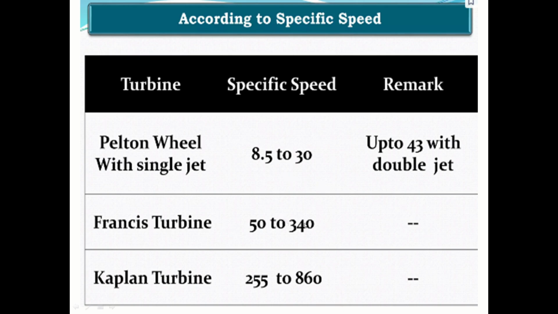Now, if the specific speed is between 50 to 340, then it is Francis turbine. And if the specific speed is 255 to 860, then it is Kaplan turbine. So by seeing these values, you can understand that if the specific speed is low, it is Pelton wheel. So Pelton wheel has low specific speed and Kaplan turbine has high specific speed. And Francis turbine has medium specific speed.